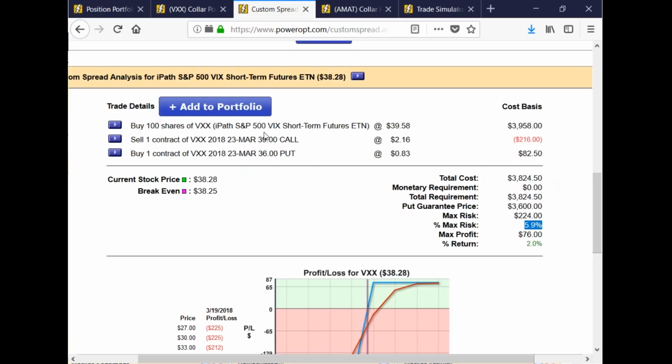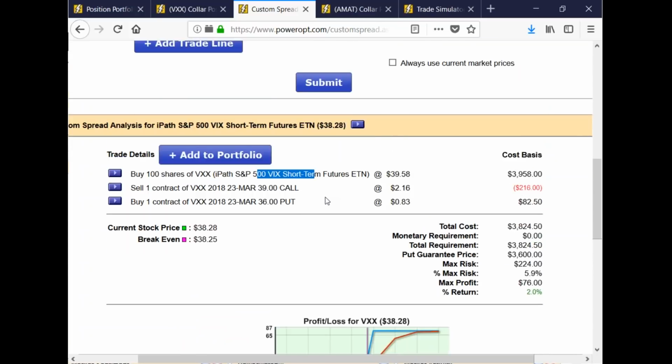Honestly, in this case, the answer is no, because this is VXX. All right, if we're assuming the market's going to settle down, what's going to happen? VIX is going to continue to drop. I don't want to be in a collar here. But mathematically, if this was a standard stock, that's what I would do.